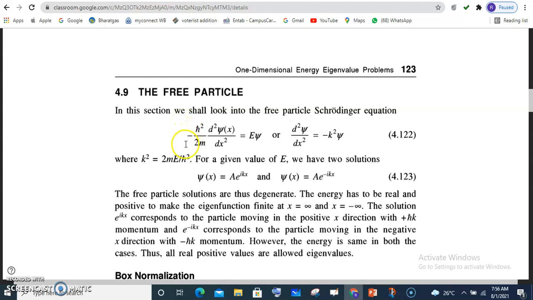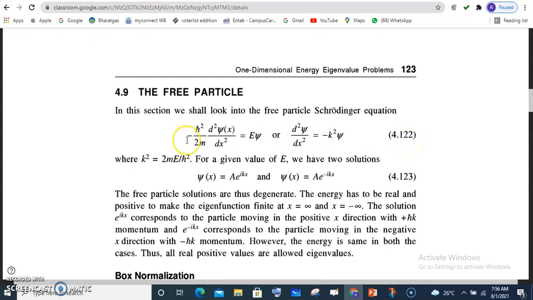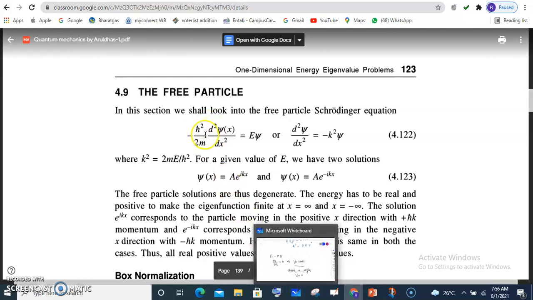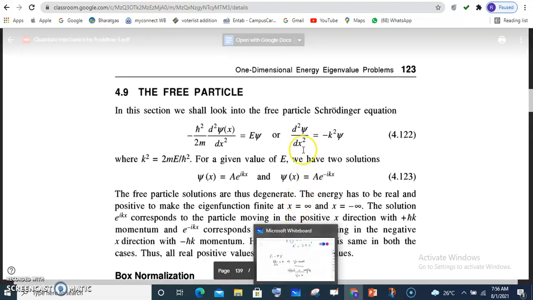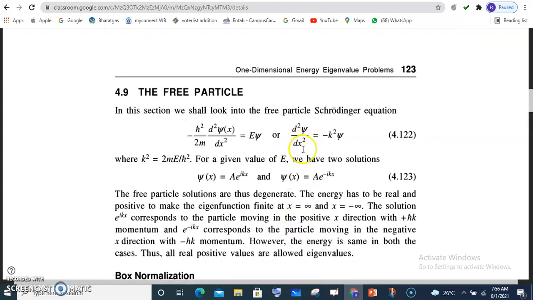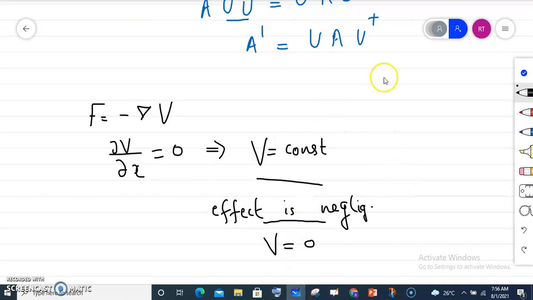So the equation is reduced to the form shown in 4.122, that is minus h cut square by 2m d square psi of x by dx square is equal to E psi. If we rearrange it, taking minus h cut square by 2m to the right hand side, you can rewrite it as d square psi by dx square is equal to minus k square psi. I think you can do it easily. So, okay, I think I will show you how it is done.